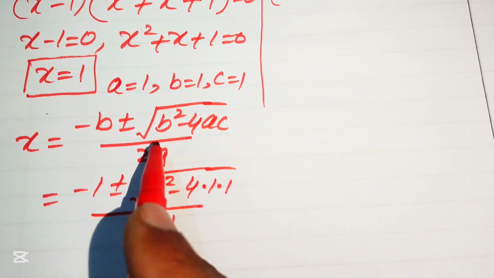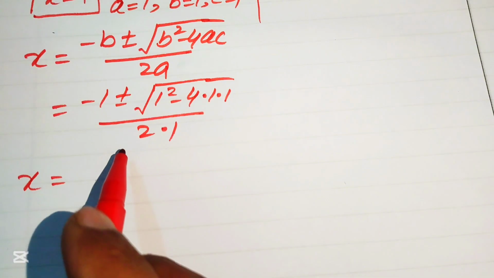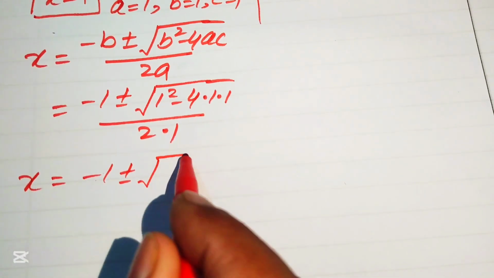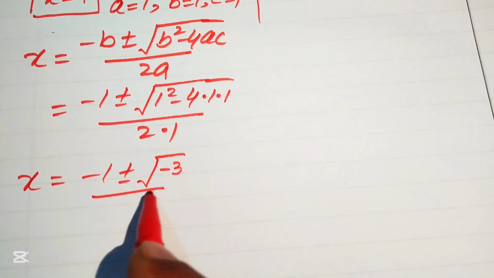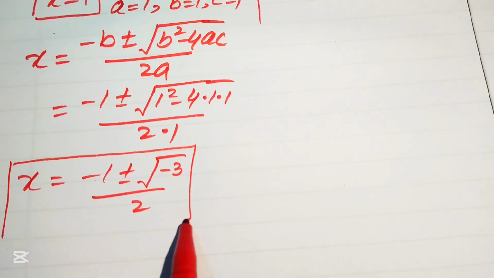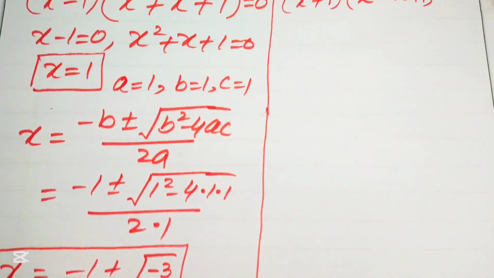Here we put all the values, and after simplification we get x equals minus 1 plus minus square root of minus 3, divided by 2. These are the two complex roots of the given equation. And now we move towards our second case.